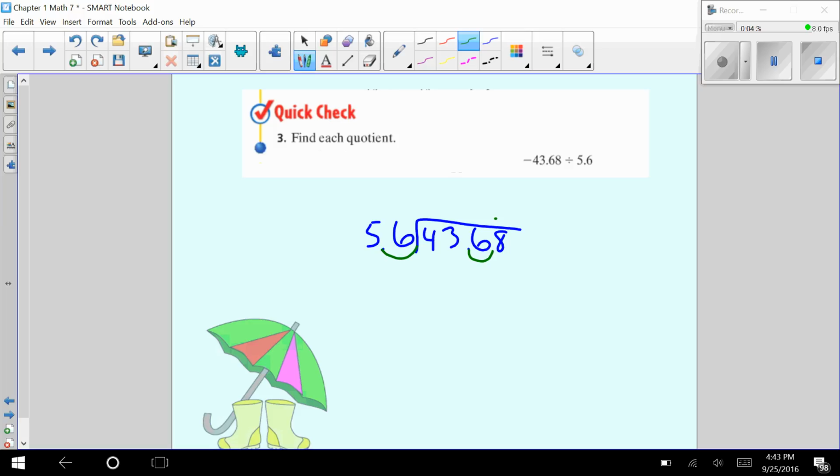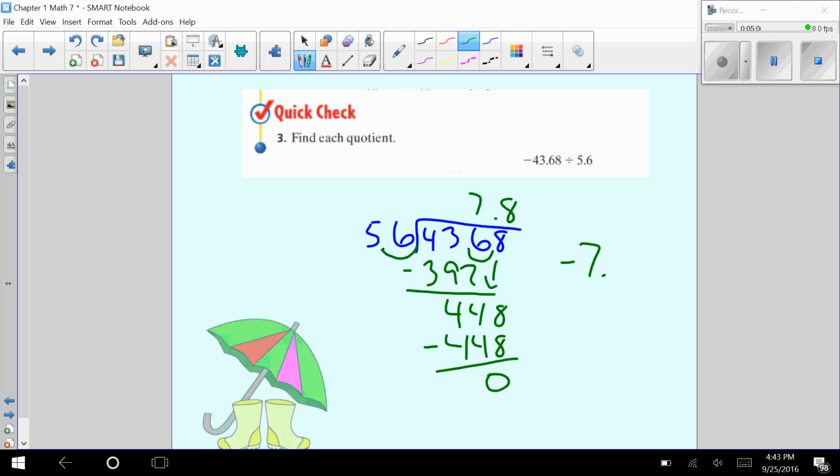56 does not go into 43, so 56 goes into 436 7 times. 7 times 56 is 392. I subtract, and I have 44 left over. Bring down my 8. 56 goes into 448 8 times, and that is exactly 448, with nothing left over. The only difference on this problem, a negative divided by a positive, is negative 7.8.